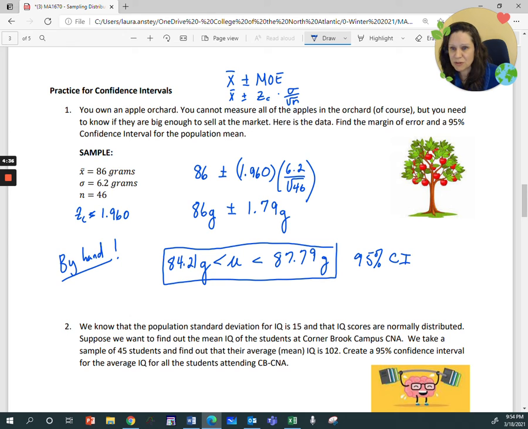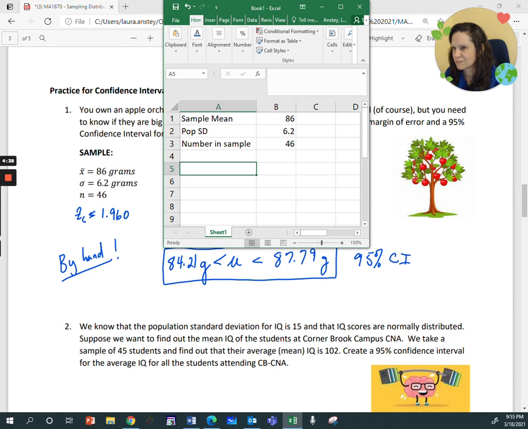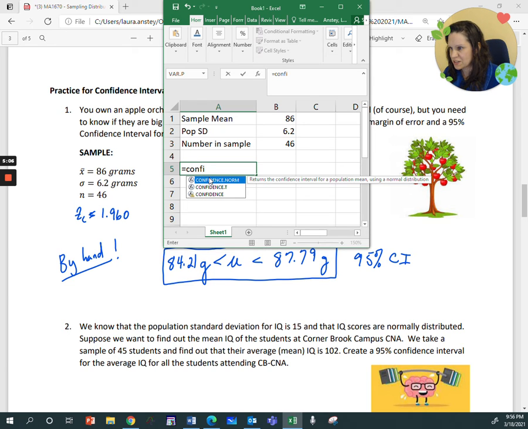First thing I'm going to do is use Excel. Here I've got the Excel spreadsheet. I put in the sample mean. X bar is 86. Population standard deviation of 6.2. The number in the sample is 46. It's so super easy to do a confidence interval. Equals, CONFID. Aha, look at that, Excel. Don't I love you? CONFIDENCE.